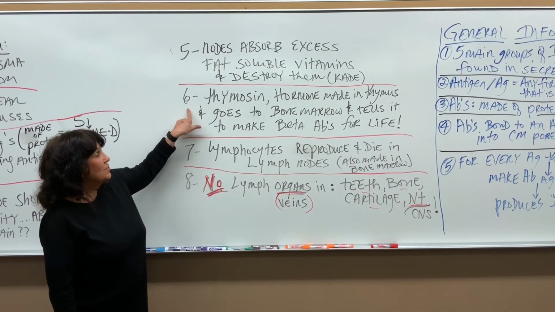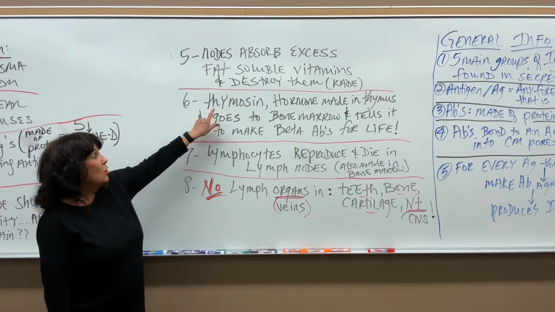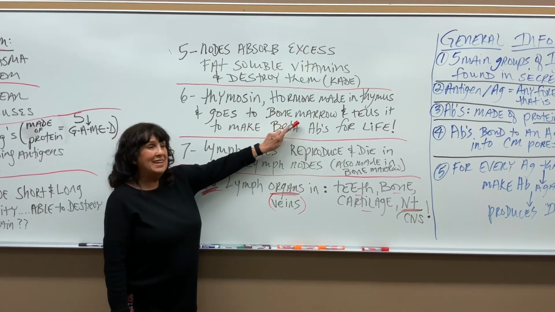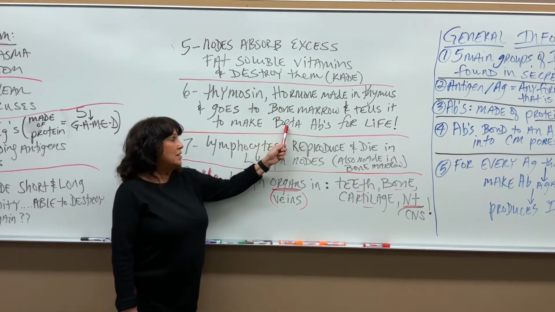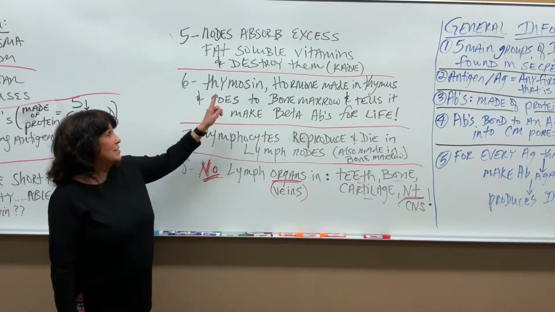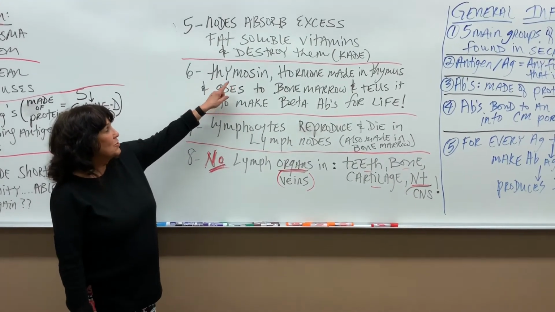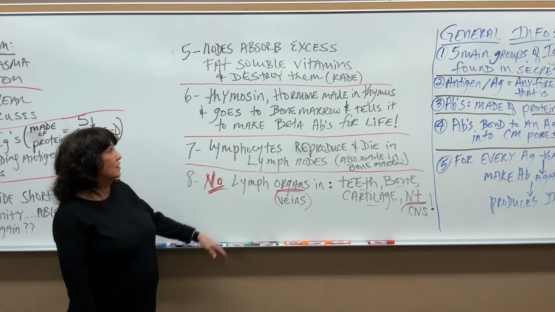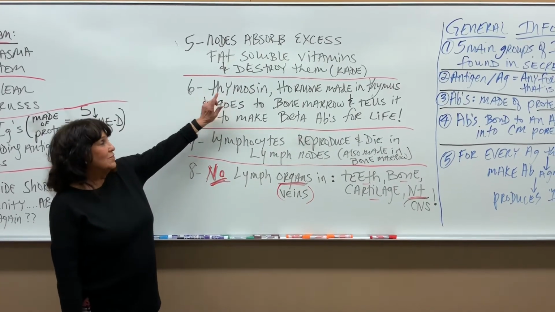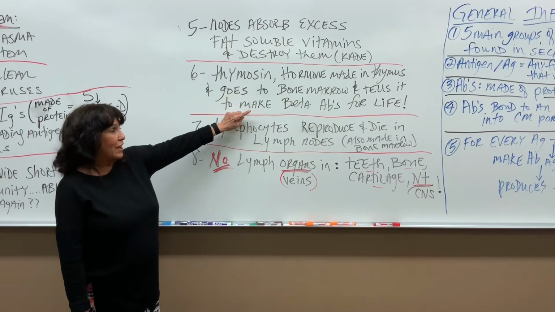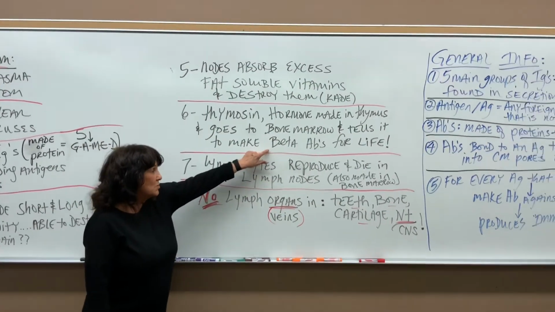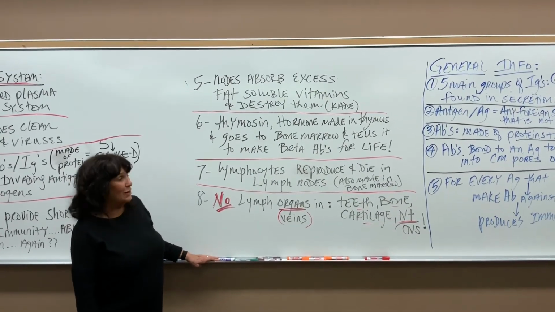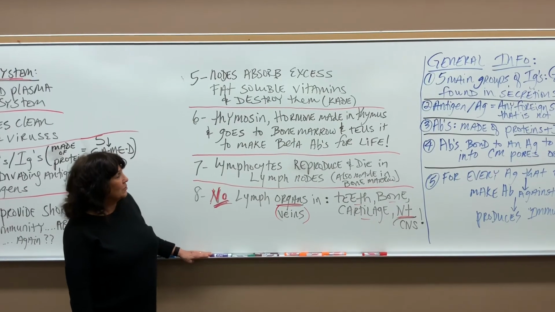Number 6, the thymus gland makes a hormone called thymosin, okay, thymosin. And thymosin goes to the bone marrow and it tells it to make the beta antibody for life. And so the T antibody that's produced will also get made for life in the bone marrow once the thymus gland goes away. But thymosin is the hormone that will control every bone marrow cavity and tell it to make this protein, basically the beta protein for life, right? So that's your long-term immunity there with that beta.